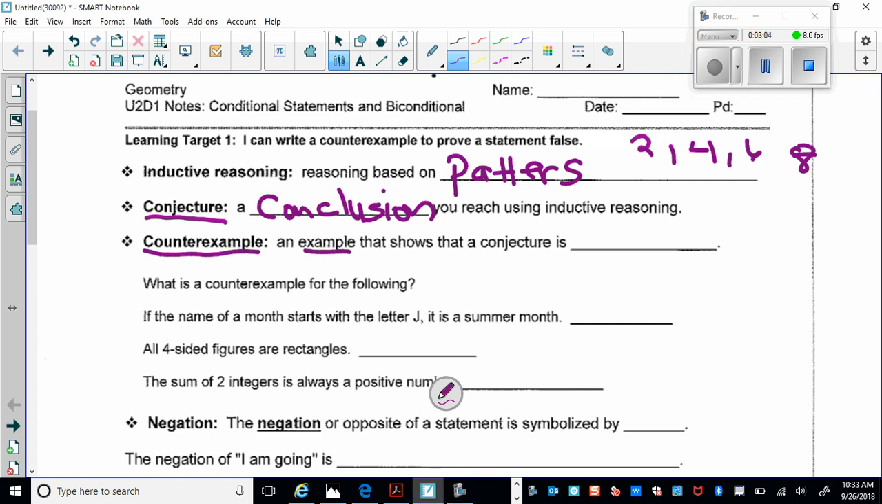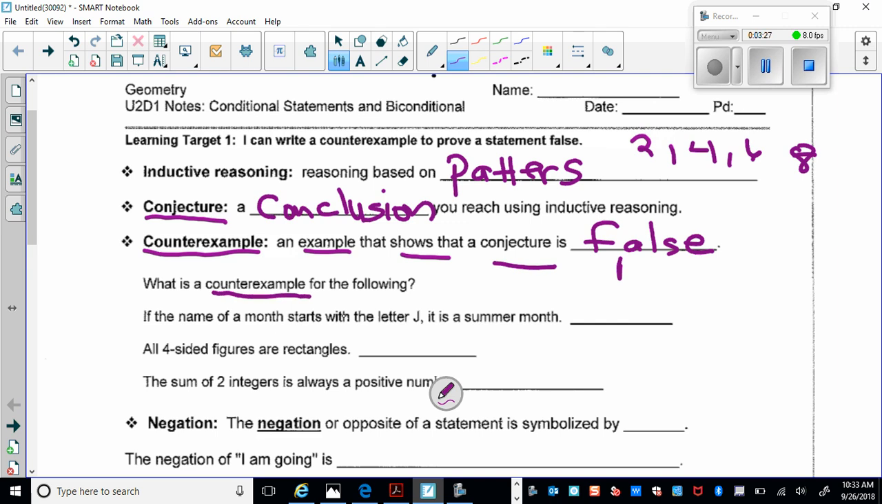It is an example that shows the conjecture, whatever conjecture you come up with, is false. You can take any statement, and if you can find one example where that statement is not true, that means you came up with a counterexample. That means that statement is false.